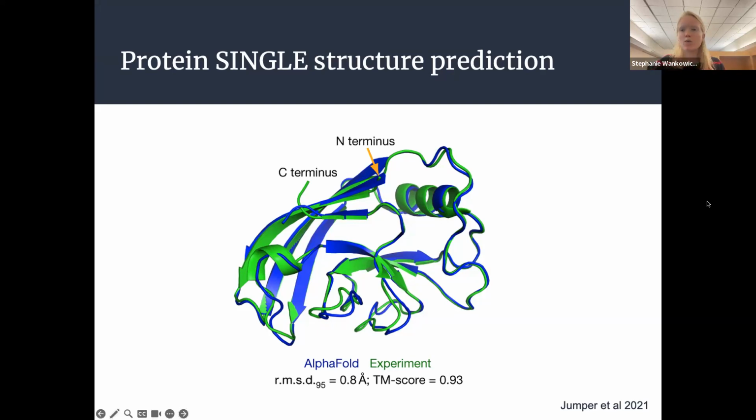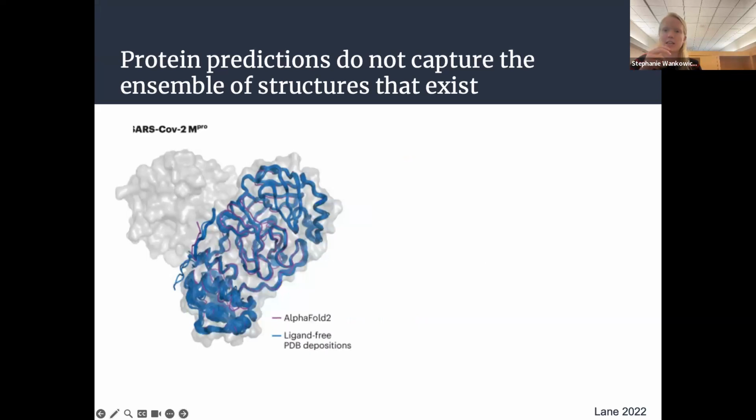Some really great data has come from TJ Lane, where he looked at all of the different conformations of this protein, the main protease of SARS-CoV-2. Here in blue are all of the different structures that we have from this protease, and in purple, we have the AlphaFold model. You can see that within the structures, we see a lot of dynamics. This isn't even a hugely dynamic molecule, but we can see a fair amount of dynamics and differences between the structures.